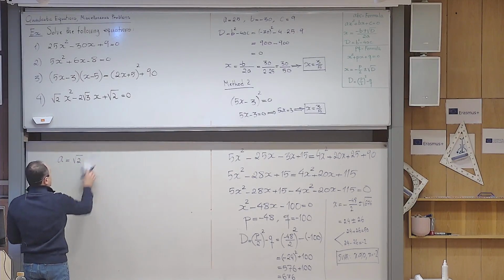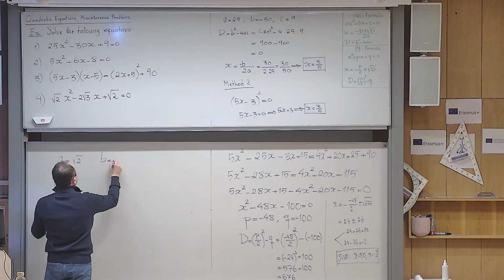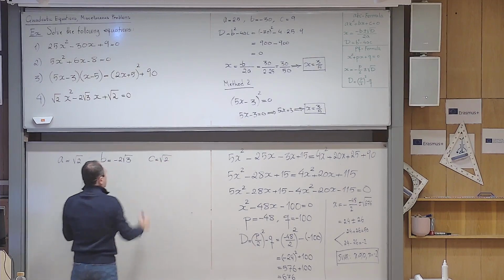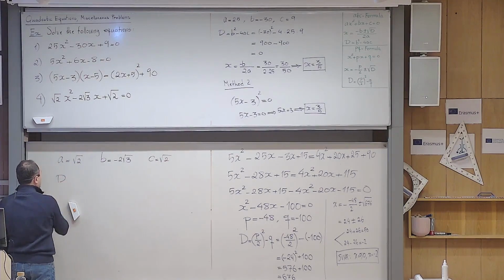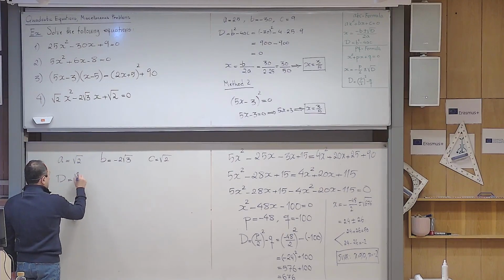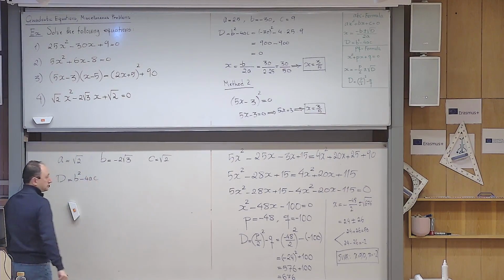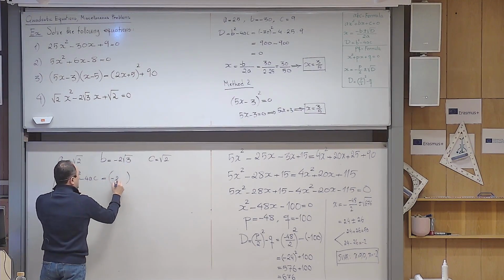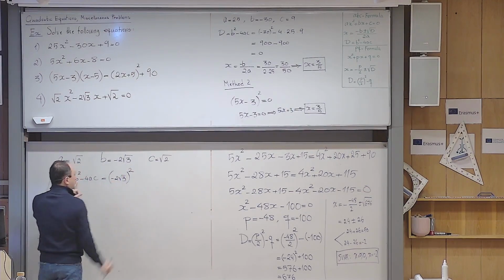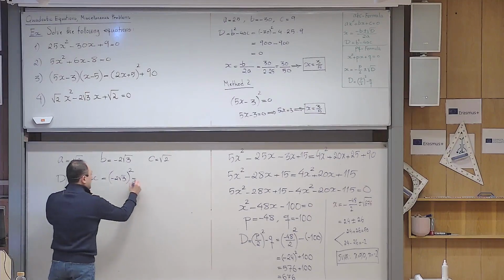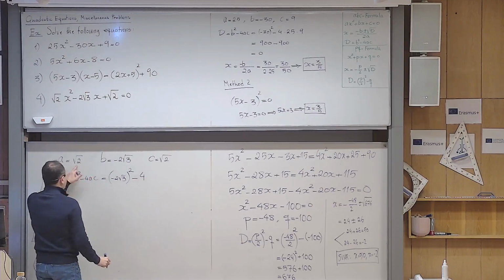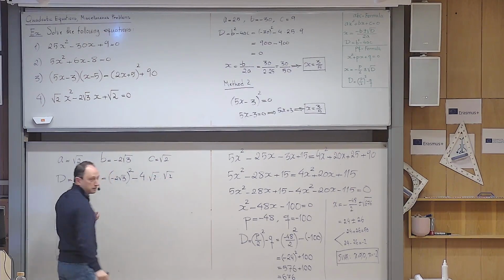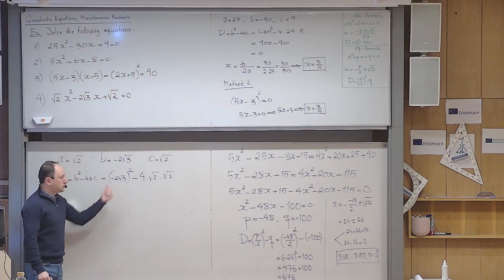Sorry, x squared is not included. B is what? Minus 2 square root of 3. And C is again square root of 2. So the first thing that you do is to calculate the discriminant. You have decided to use the ABC formula. So the discriminant is this one. Okay, so B is this number. So I put minus 2 square root of 3 in a pair of brackets to the power of 2. Minus 4 times A times C. That's it. But can you tell me what this number is?